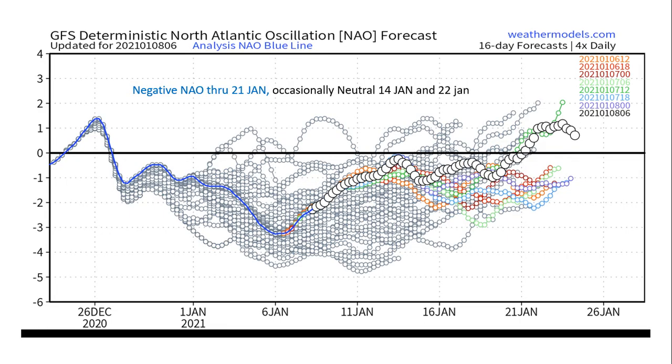And then this is the GFS Deterministic NAO Forecast. And look at the white circle line and how the NAO is sharply negative today on the 8th of January. You see more of a rising tendency towards that zero line in the middle of the graph around the 14th of January. And again, right around neutral, around the 22nd of January for the NAO forecast.